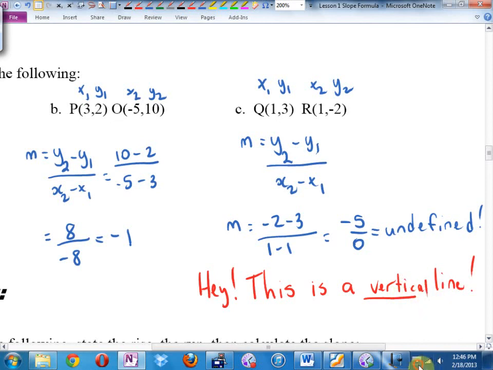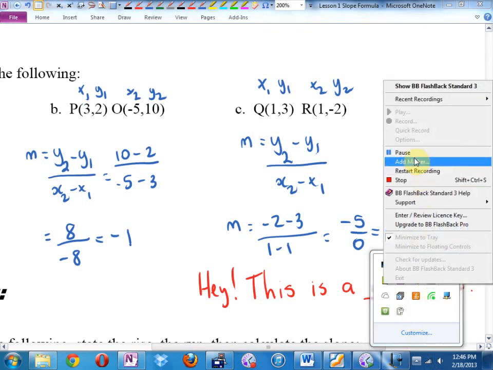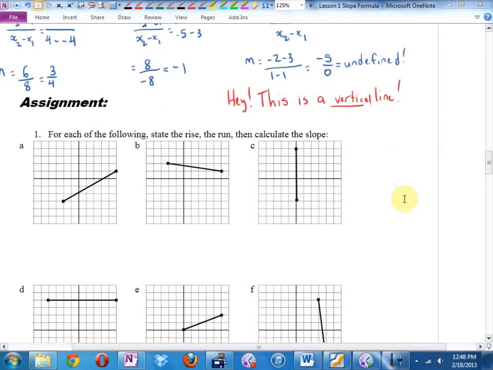Mr. Duick's dumb way to remember these. So it's a vertical line.